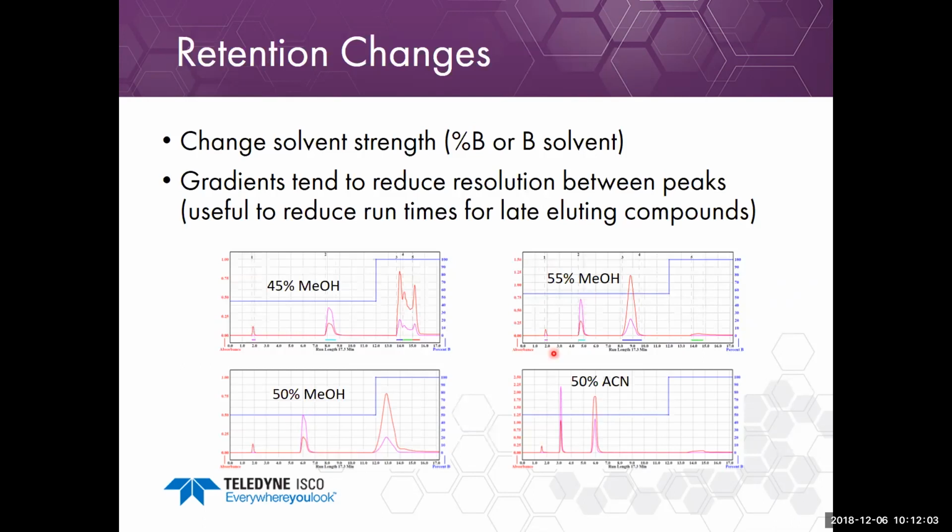So it's a pretty rough guide, but it helps you when you develop methods later. You can set up a method, and if you want the peak to elute earlier or later, it's a fairly rough guide to how to adjust the solvent. So if you want the peak to elute later, you make the solvent weaker. If you want the compound to elute earlier, you increase the B solvent.